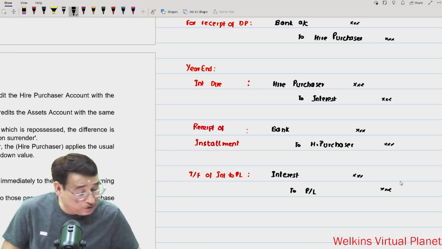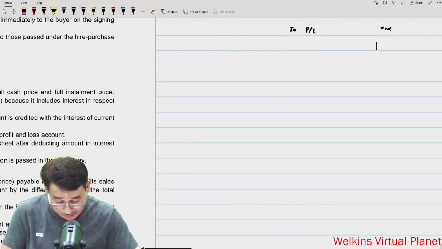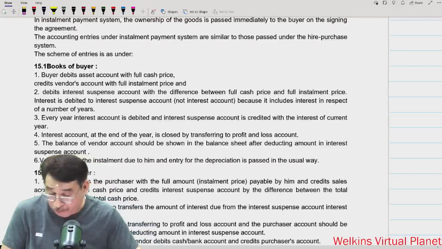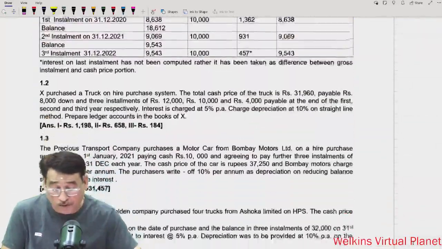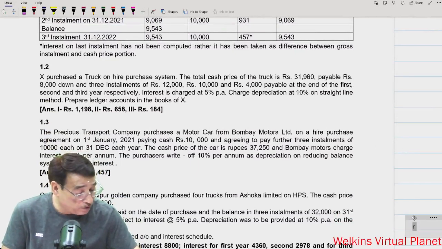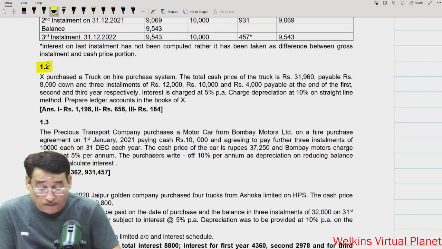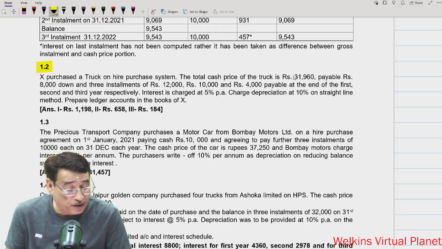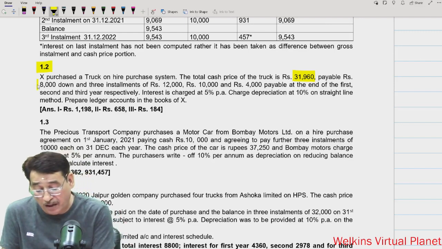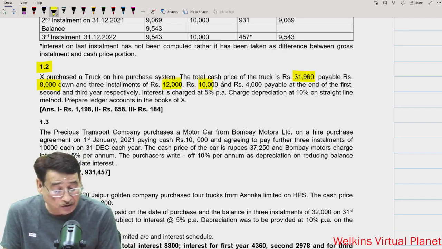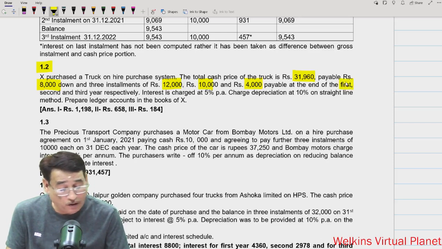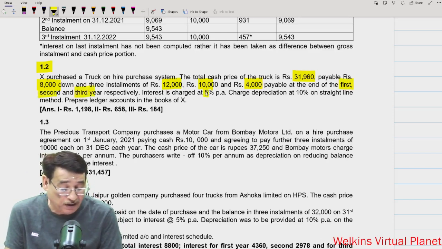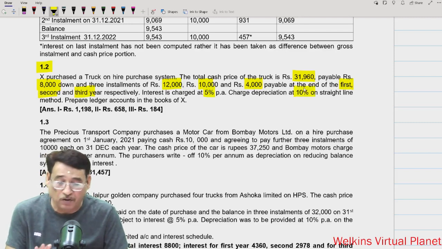Now we pick up one more question just to acquaint you with the entire accounting process. We come back to the practical part. So question number one, we have already done as far as question 1.1 is concerned, correct? Now, 1.2 states that Mr. X purchased a truck on hire purchase system and the total cash price is this much. You need to note down the cash price very carefully. That is 31,960, payable 8,000 as down payment and 12,000, 10,000 and 4,000 payable at the end of the first year, second year and third year respectively. Interest is 5% and depreciation is 10% on a straight line method.